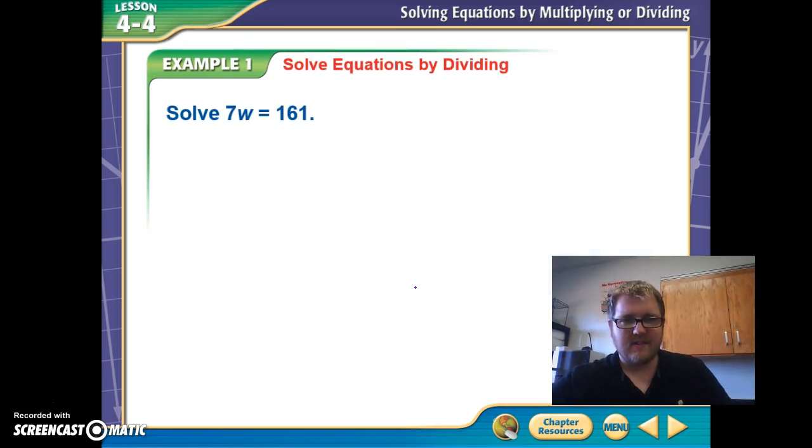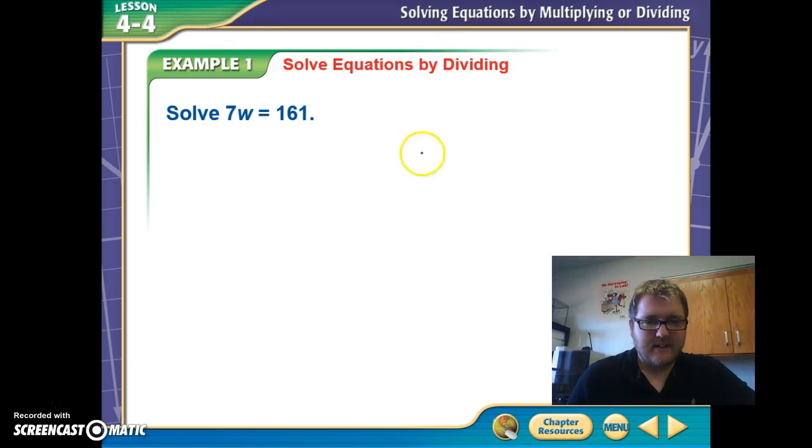So solving 7w equals 161. Let's go ahead and write this out. 7w equals 161. To get the w by itself, we're multiplying here. So I'm going to do the inverse and divide. So I'm going to divide both sides of the equation by 7.